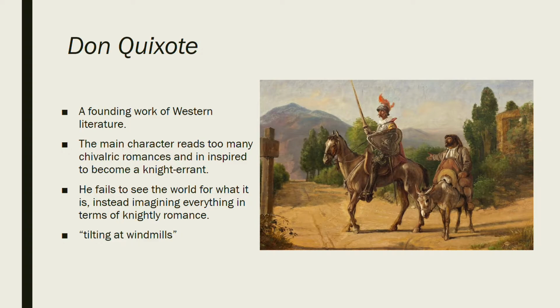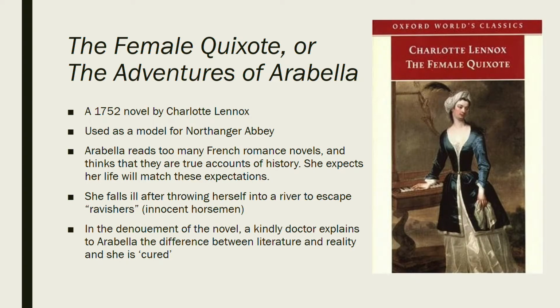But Austen channeled Don Quixote through another famous work. That's the female Quixote, also known as The Adventures of Arabella, by Charlotte Lennox. This is a novel from 1752, so within living memory, I should say, of when Austen was originally writing in the first decade of the 19th century. She very much used it as a model for Northanger Abbey. I think a lot of critics tend to have a consensus on this.